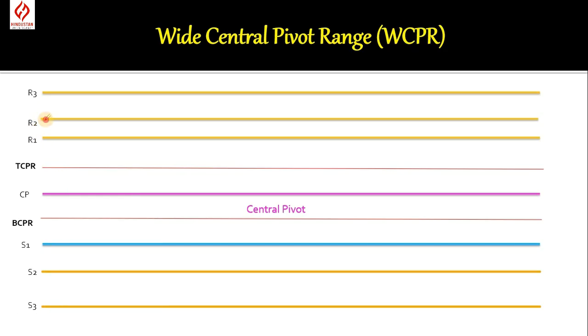Market opens at R1 pivot. Assume market opens at R1 pivot and it keeps coming down like this, right? Seeing the bearishness in the stock, what will you do? You will take a short trade, right? You will sell here, and you keep your stop loss above this level, right? And it keeps coming down like this.